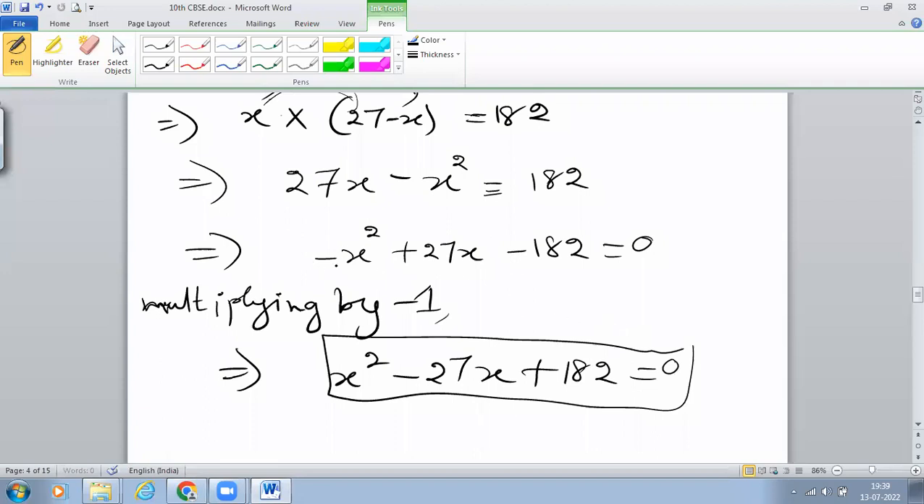In order to change the sign of x square, we are multiplying the whole equation by minus 1. When we multiply by minus 1, all the terms in the equation change their sign. Plus becomes minus, minus becomes plus. That is why we are multiplying by minus 1. Please write up to this step.